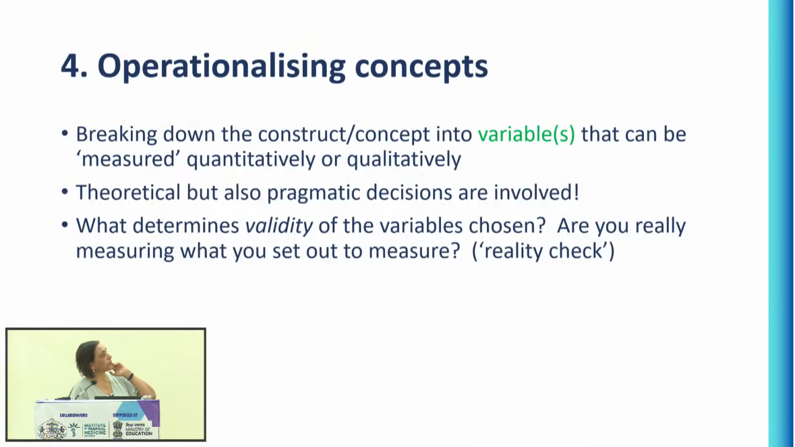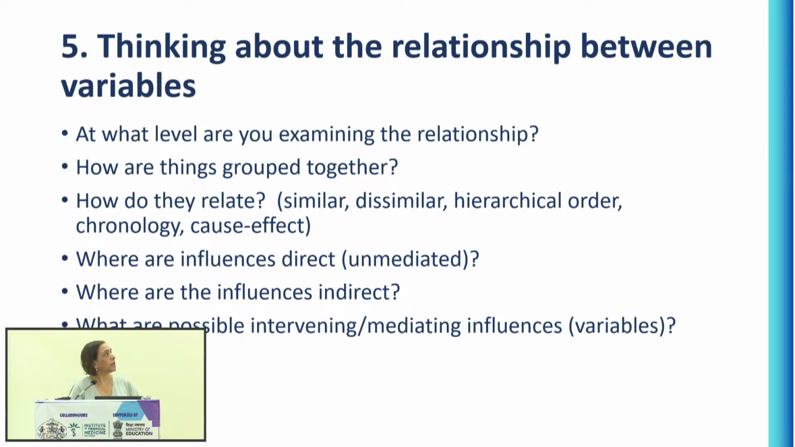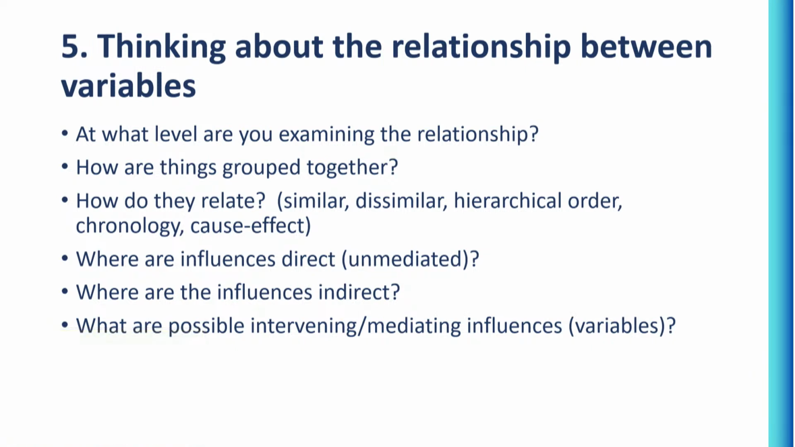And you need to think about what determines the validity of the variable. Are you really measuring what you set out to measure? So each time you put something down in a conceptual framework, do a reality check. Look at the relationship. Is this really plausible, or is there something we're missing? Yeah? And then the next step is thinking about the relationship. What level are you examining it? Macro, meso, micro. How are you grouping things together? How do they relate? Are the influences direct or are they indirect? And what are the possible intervening variables?